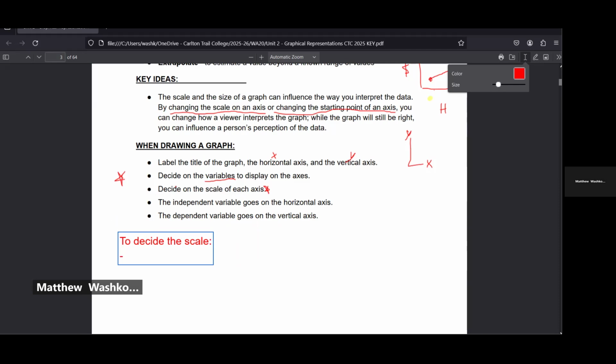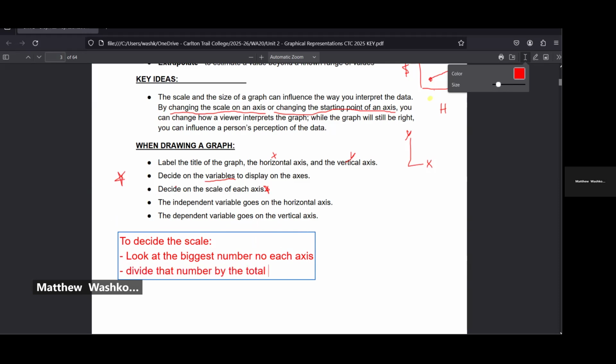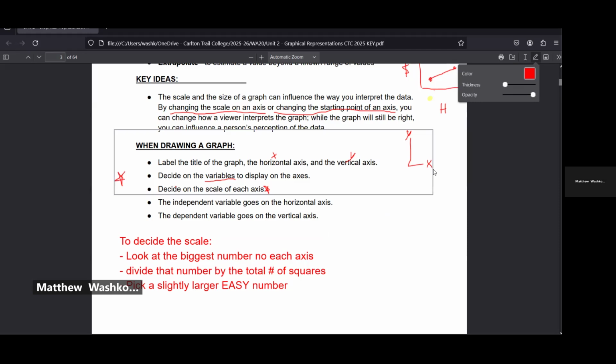What do you got to do? Well, you need to look at the biggest number on each axis. And I'll put this into examples, so if it doesn't make sense to you, that's fine. You look at the biggest number of each axis. You're going to divide that number by the total number of squares. And then you're going to pick a slightly larger, easy number.